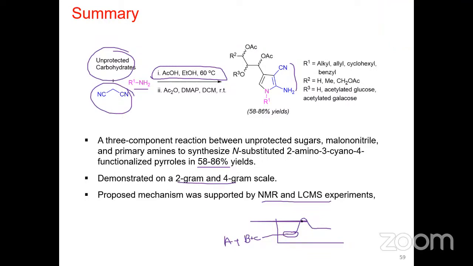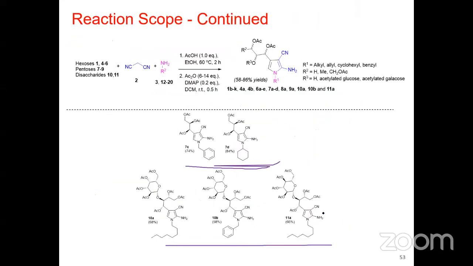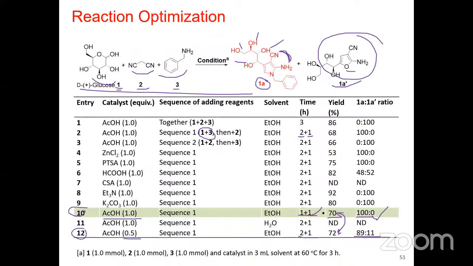Hello, sir. I just wanna ask one question, for the reaction optimization. There is a reaction from the glucose in the beginning of your explanation. I'm curious why there are two products and there is a ratio where product one has a 100% ratio. What is the difference between the 100% ratio and the 89% ratio? What is the difference of the acetic acid? And what is the difference for the yield of this reaction?